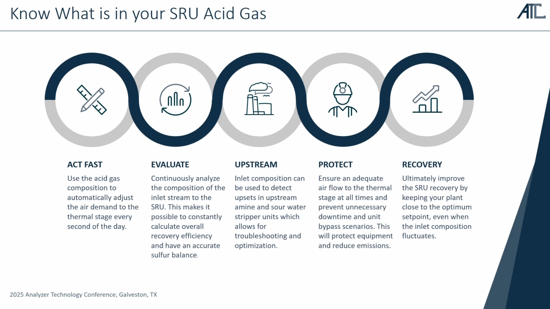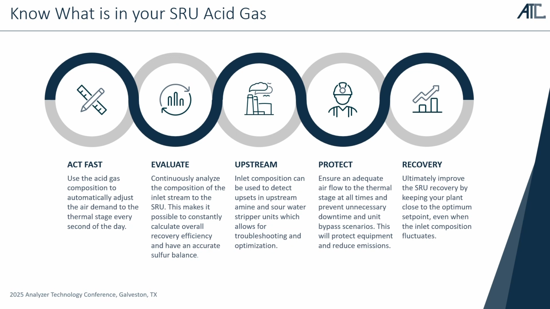Secondly, we're measuring what's going into the sulfur plant. Of course, that is the same, in different words, as measuring what's coming out of the upstream unit, out of the amine regenerator or out of the sour water stripper system. So not only can we use that information to control the sulfur plant, we can also use that same information to troubleshoot and to optimize the upstream sour water stripper and the upstream amine plant.